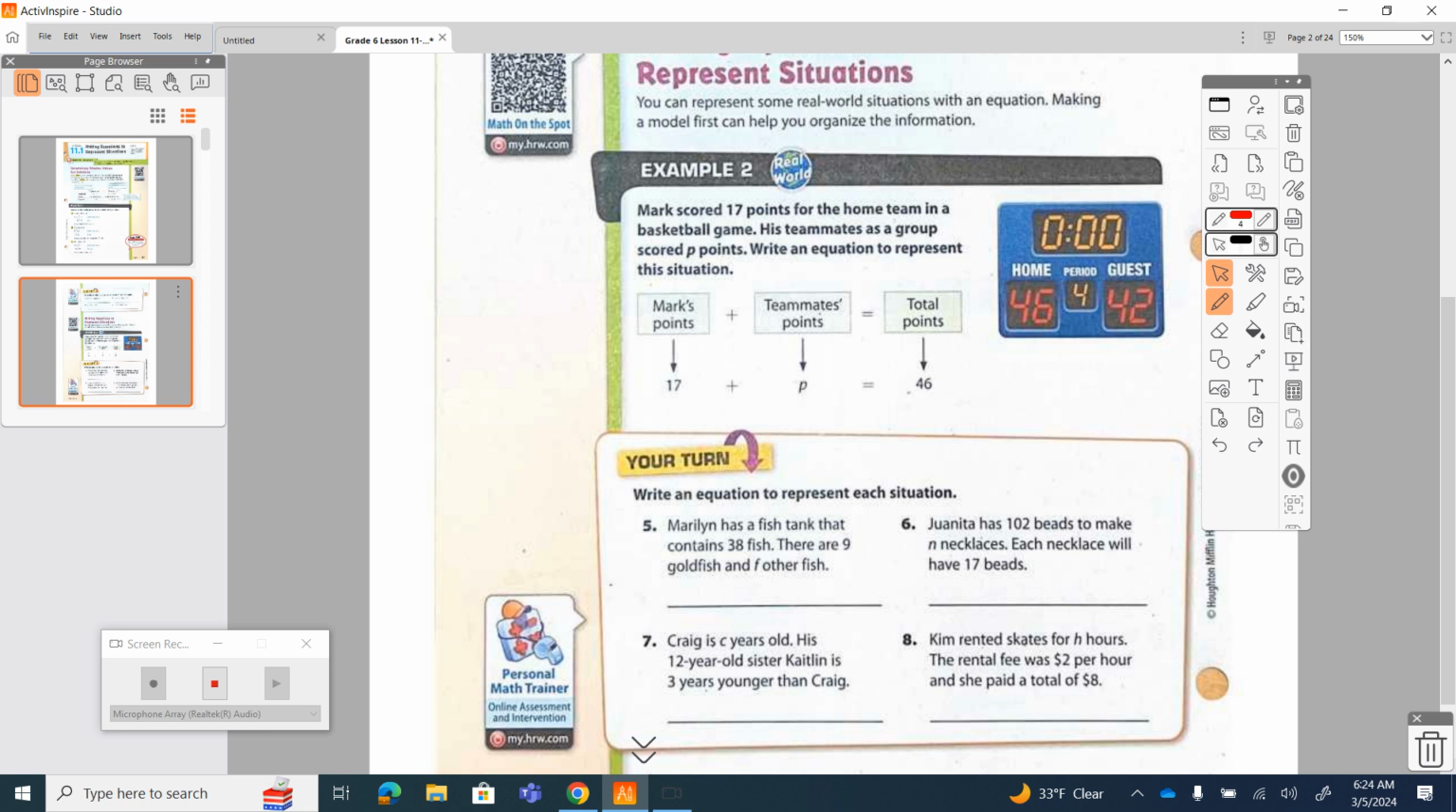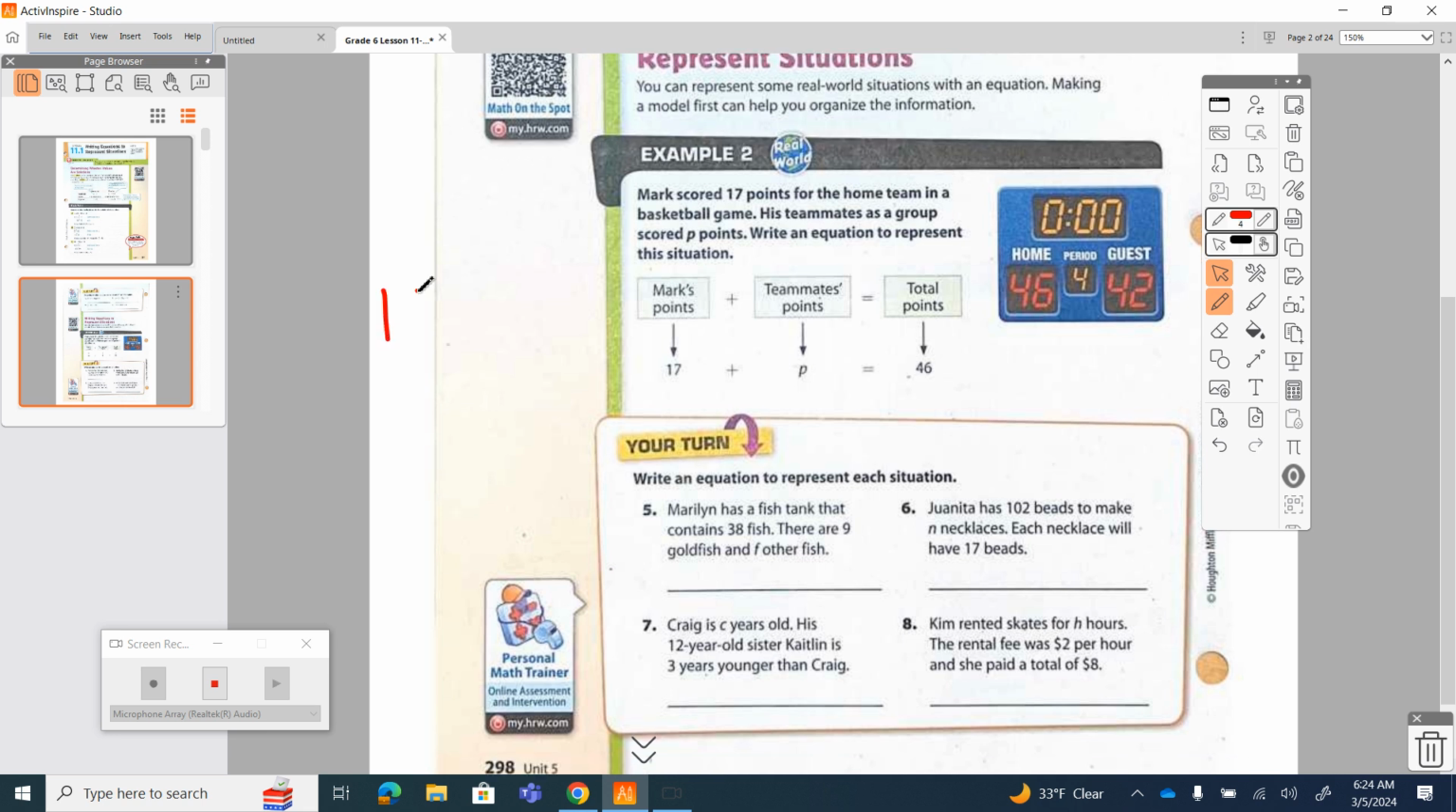In this one, Mark scored 17 points for the home team in a basketball game. His teammates as a group scored P points. Basically I have Mark on this side of the equation, and all of his teammates together. Mark scored 17, and all of his teammates together brought the total to 46. So if I have Mark, and then some other people to get to 46, that's addition.